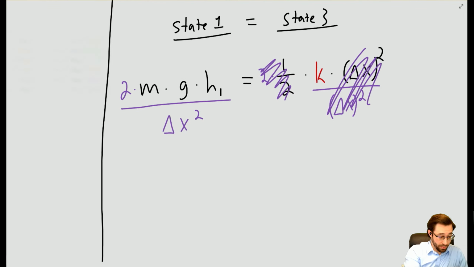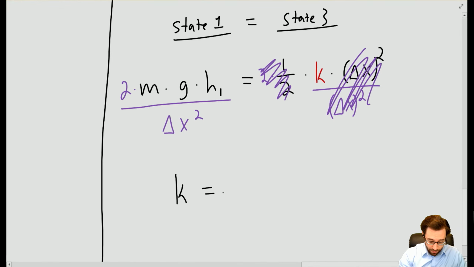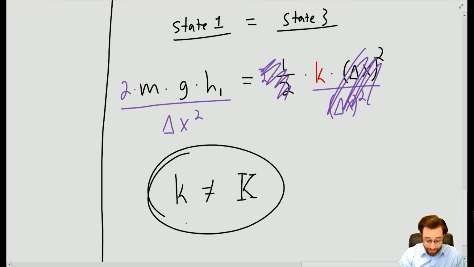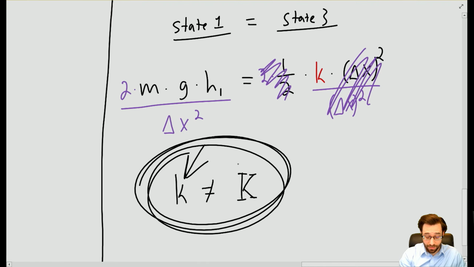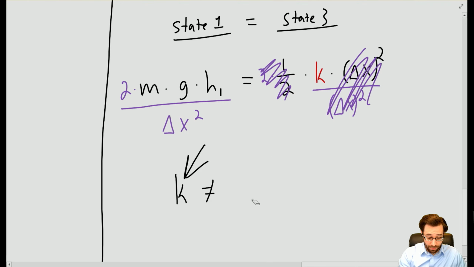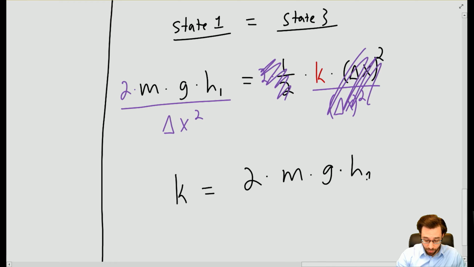And this one's a little bit easier, like I said. So I get my spring constant, a lowercase k. This is not equal to this. These are not equal to each other. This is the spring constant. This is kinetic energy. Do not get those mixed up. All right, so my spring constant is equal to 2 times the mass times the acceleration due to gravity times h1 times delta x squared.